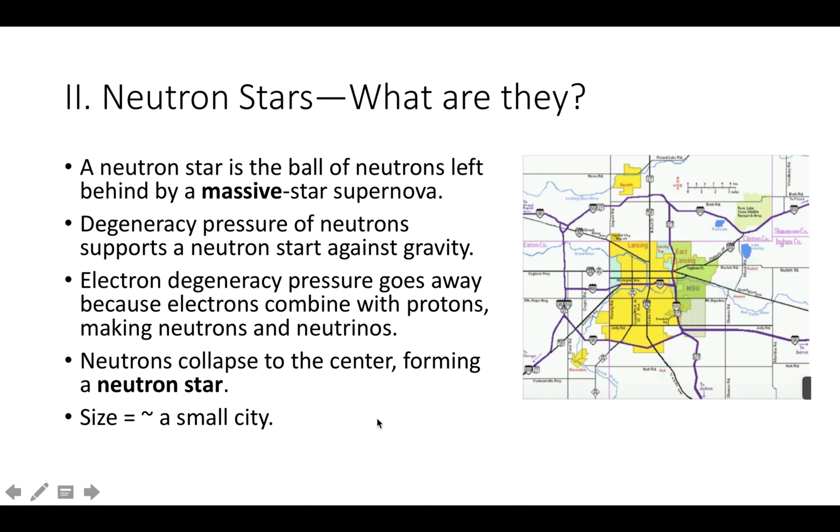So that was white dwarfs. Now we're moving on to neutron stars. What are they? A neutron star is left behind after a massive supernova. Neutron degeneracy pressure supports it against gravity. The electron degeneracy pressure goes away, so now protons and electrons combine to make neutrons and neutrinos. And when these neutrons collapse to the center, that's why we call it a neutron star.